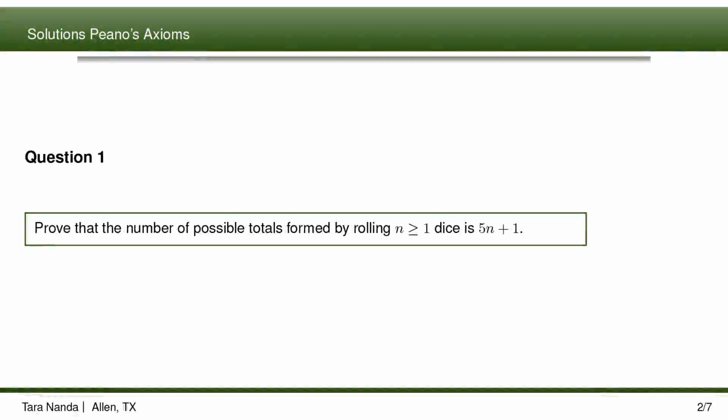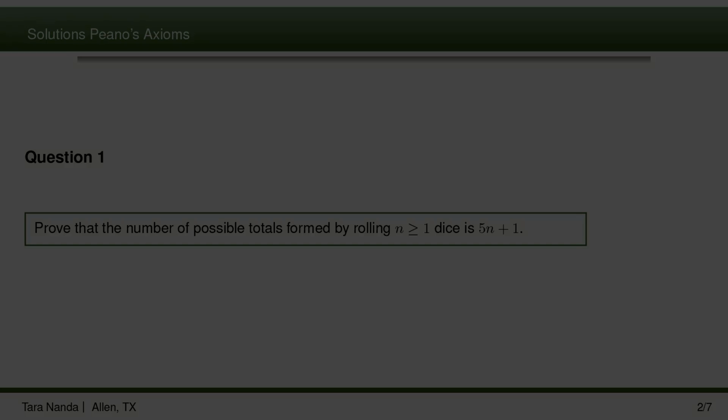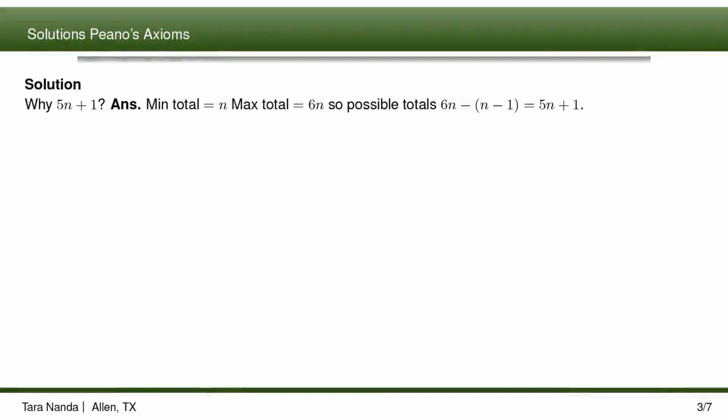Question 1. Prove that the number of possible totals formed by rolling n dice, where n is a natural number, is 5n plus 1. Solution. Let's understand why 5n plus 1. The answer is very simple.